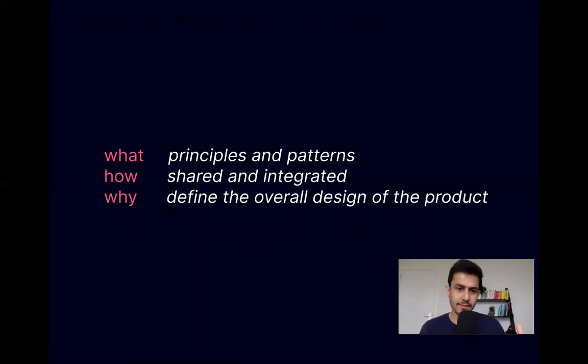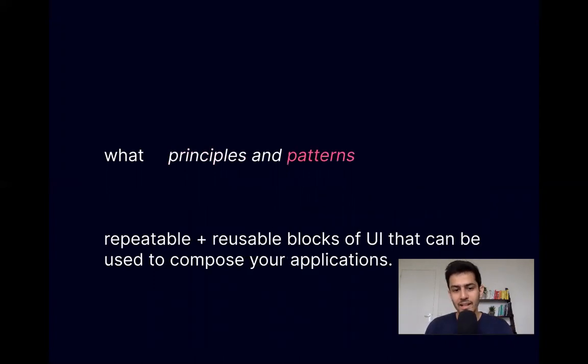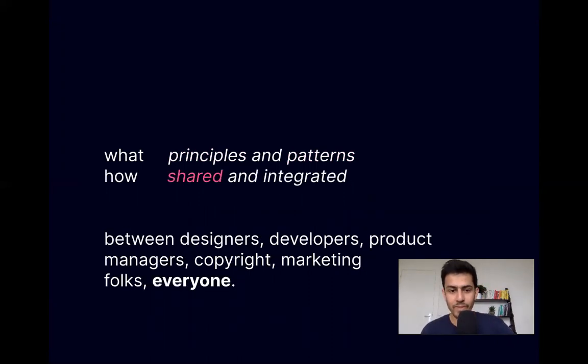So what is a design system? It's a set of principles and patterns. Principles means rules and guidelines, things like color, the voice of your brand, even small things like spacing strategy. Patterns are your repeatable and reusable blocks. This could be a Figma file, a CSS library, or a React component library. All of those are patterns that can be repeated.